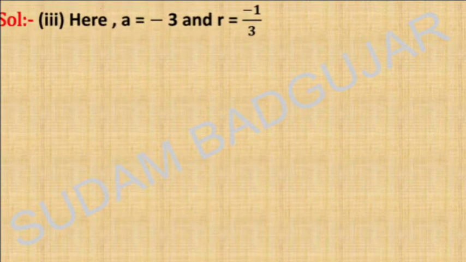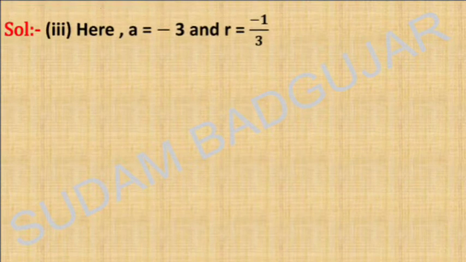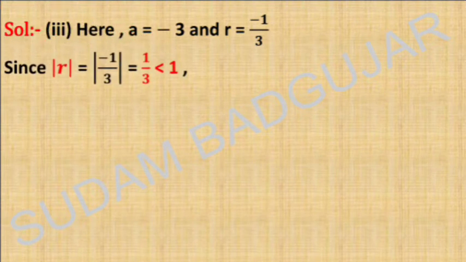Okay, now question number third. These are all similar type of questions. Here A is equal to -3 and R is equal to T2 upon T1, which is nothing but -1 by 3. Now absolute value of R is equal to absolute value of -1 by 3, which is positive. Modulus of negative is positive, or absolute value of negative is positive of itself. Then 1 by 3 is less than 1.